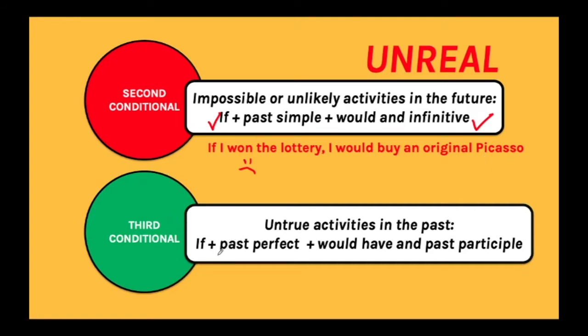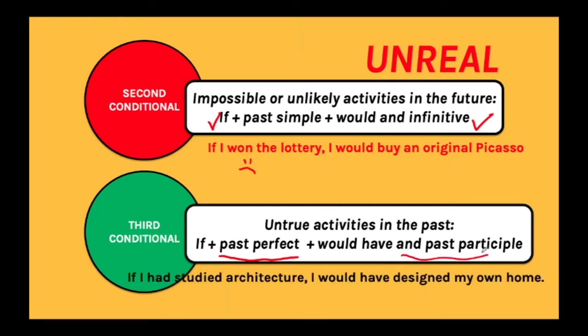We use the past perfect in the condition, and we use would, have, and the past participle in the result. Let's see one example. If I had studied architecture, I would have designed my own home. But did I study architecture? No, I didn't. So I can't design my own home.